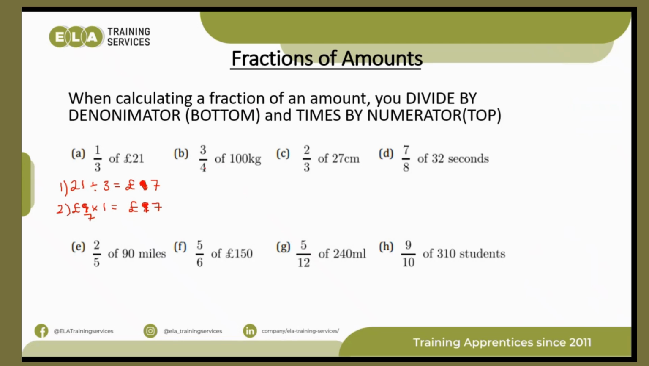Okay, then we've got B, 3/4 of 100. So we're going to do step 1, 100 divided by 4, which is 25 kilograms. And then we're going to do step 2, we're going to do 25 times by our top, which is 3, and that is 75 kilograms. So now I want you to spend the next couple of minutes just working on C and D. Spend some time working on C and D. Remember, divide by the bottom, times by the top.